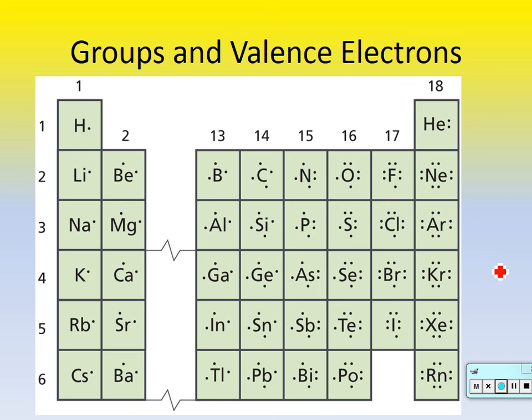Okay, and finally this slide here shows the electron dot structures. Everyone in group 1, 1 dot. Group 2 has 2 dots. And then all the way across.